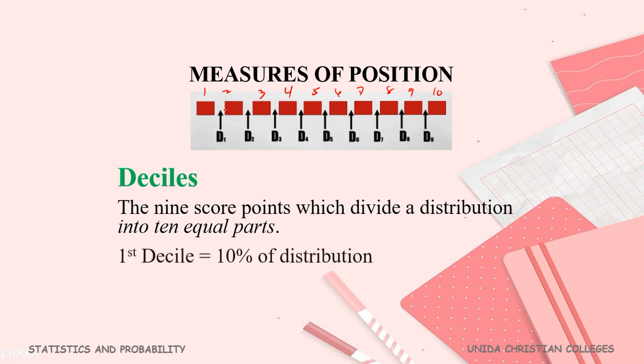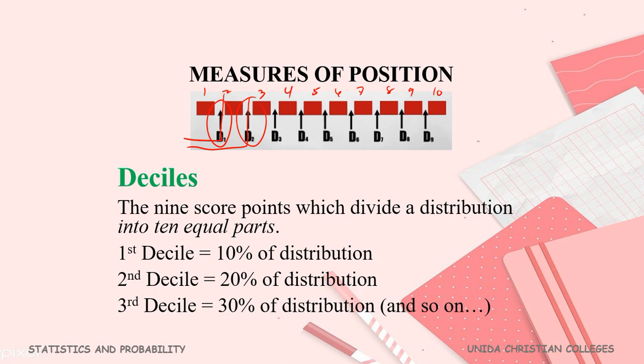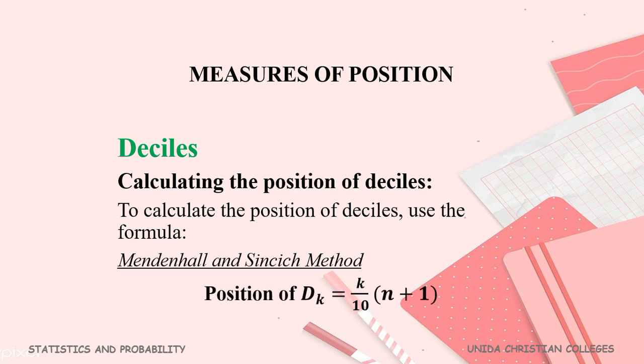We have here your first decile, which is the 10% of the distribution. Ito yan. Second decile is the 20% of the distribution. Ito naman yan. And then third decile is the 30% of the distribution. Ito naman yan. And so on and so forth hanggang sa makaabot ka sa 9th decile or the 90% of the distribution. So for you to be able to solve for the deciles, your formula will be D sub k is equal to k divided by 10 times n plus 1.